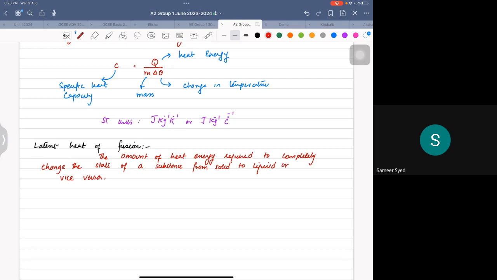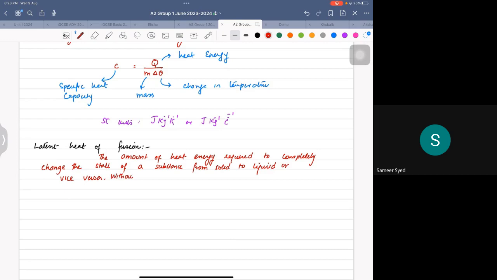So this is like the first part. The second part is when you write without any change in temperature. You can also write at constant temperature.